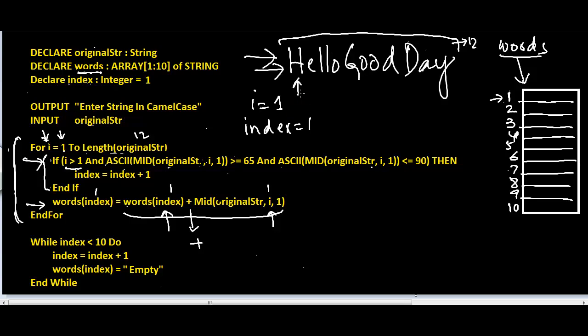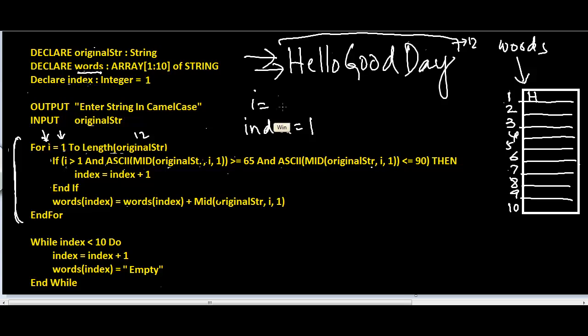So this capital H is what's going to be returned. So this becomes blank plus H, and this result is now going to be saved into words 1, because the value of index is 1. So this is what is going to happen. This is going to be updated, so we'll have H in the first element of the array. Now this loop is going to run the second time.